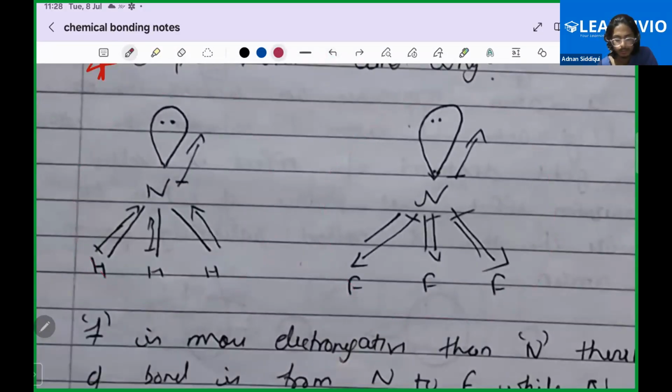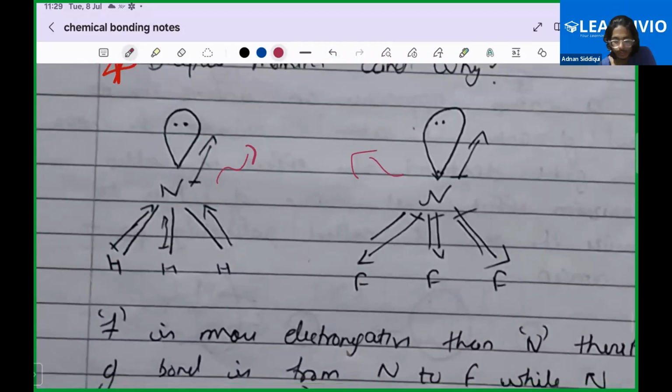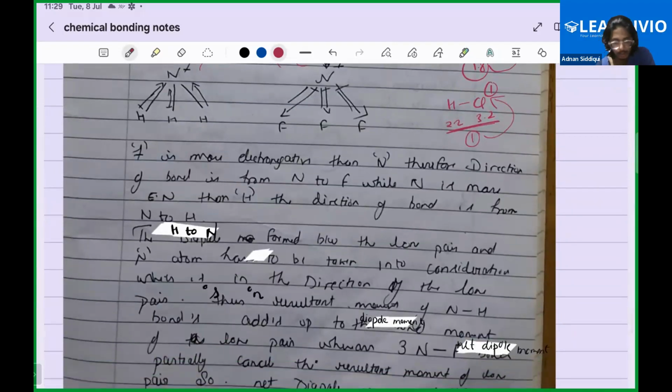Tell me the geometry of these two molecules. What is the geometry here? Tetrahedral. Good. What about the shape? What is tetrahedral without the head? Trigonal planar, or what? No, trigonal pyramidal. Trigonal pyramidal, right? So see, trigonal pyramidal.